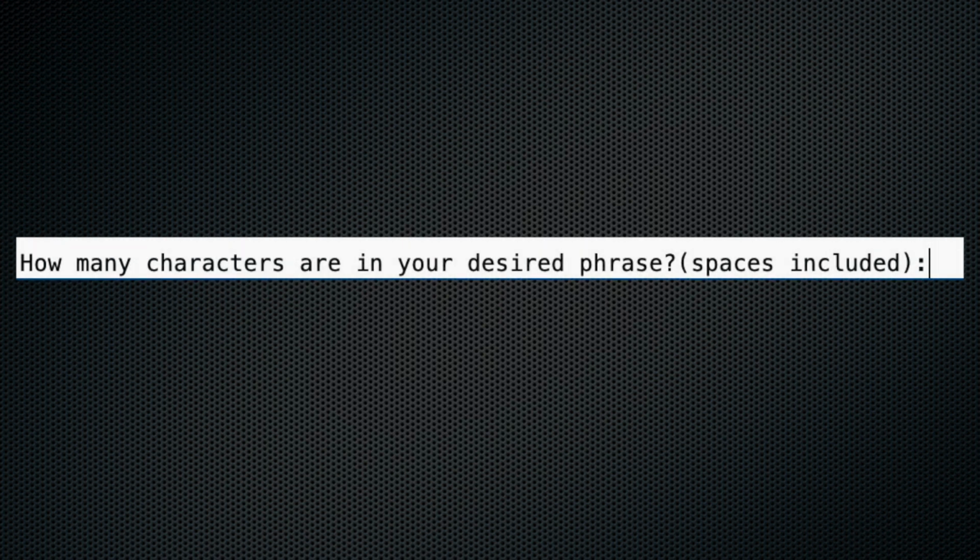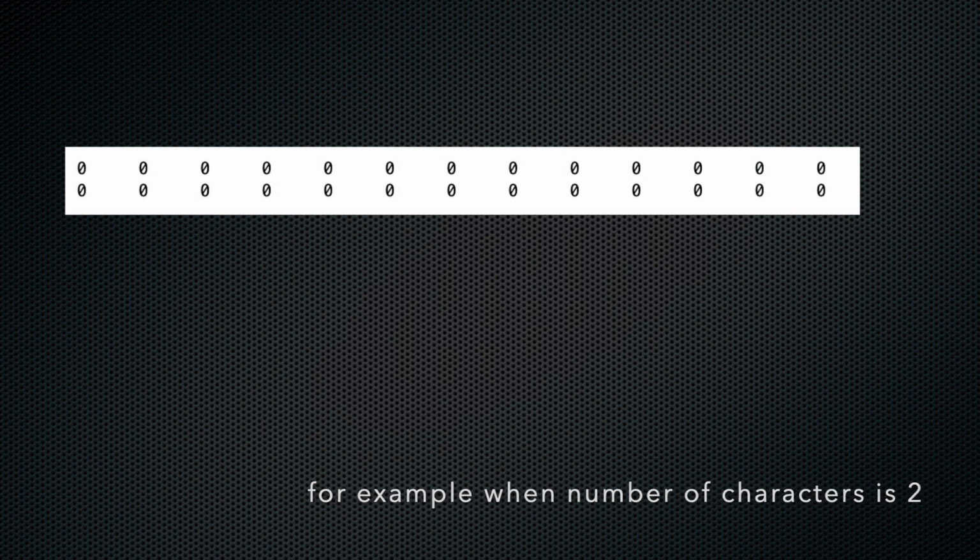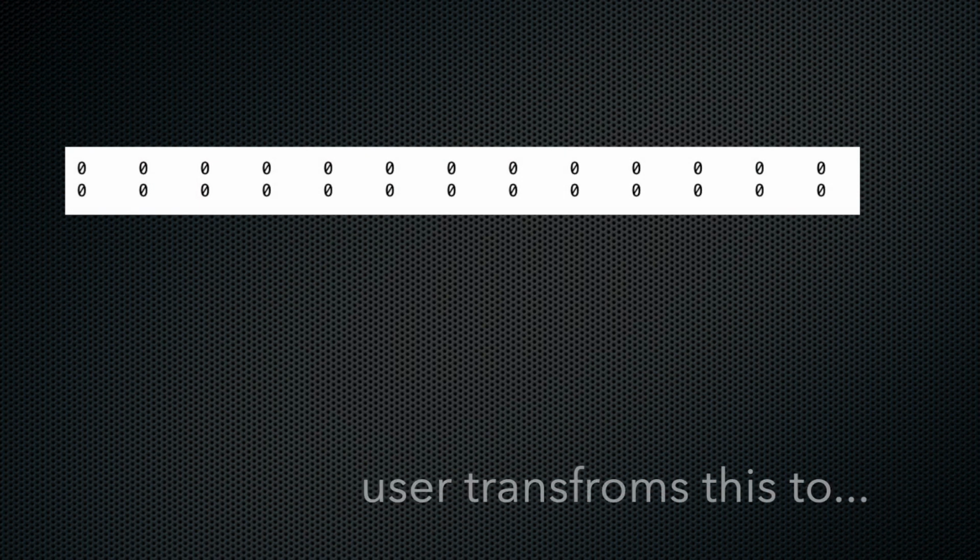If the user decides that they wanted to translate from English to Morse, then the program will ask them to input the number of characters in their desired phrase. The program will run, allowing the user to use the button to input Morse code sequences corresponding to the number of characters that they want to translate. For each character, the user has to input a Morse code sequence into an empty array.